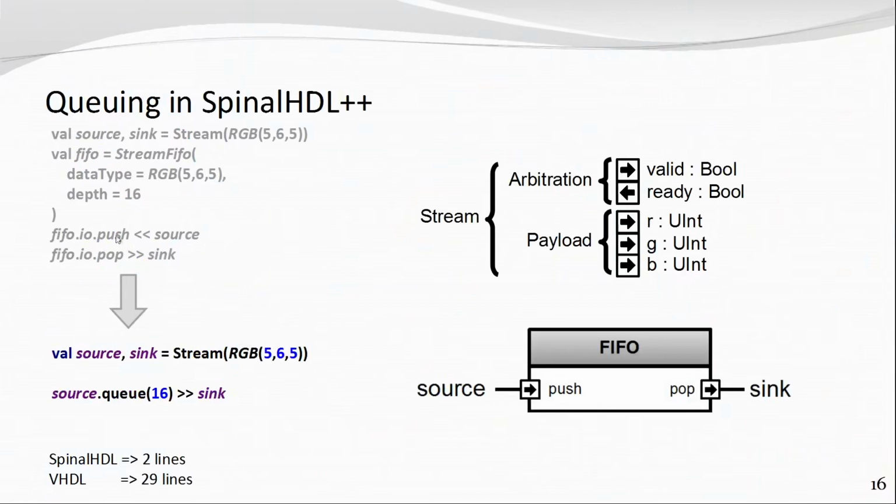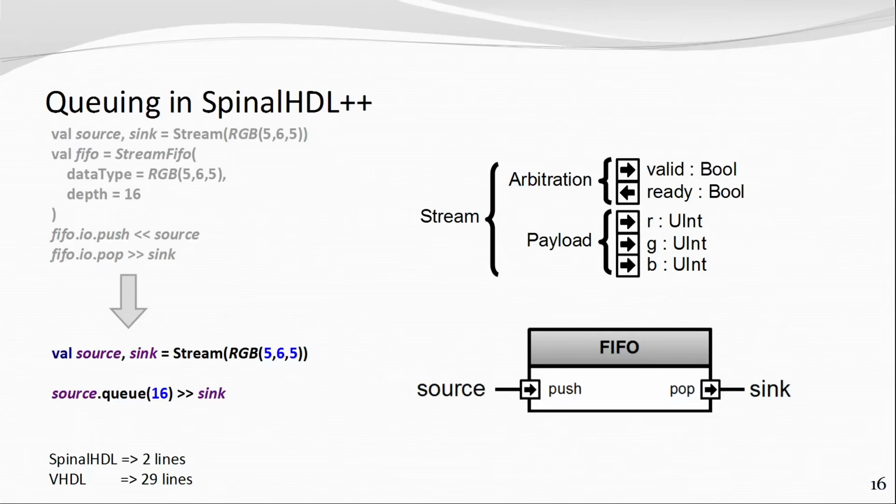You are moving from this code as before, which does everything by hand in SpinalHDL, to this code, which is only 2 lines, where you say, I have a source and a sink, which are streams of RGB color with this parameterization. Then I take my source, I want to queue it with a FIFO of 16 elements, and then I want to connect the output port of this FIFO to my sink. And yeah, here we start to raise the level of abstraction, going out of this mess of wires, which is hardware description stuff. So this is a simple example.